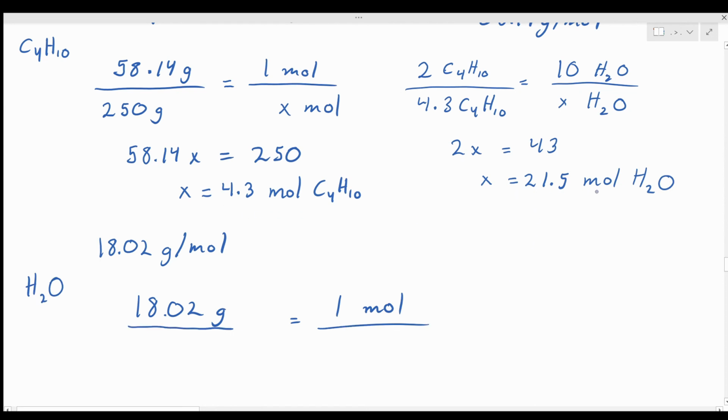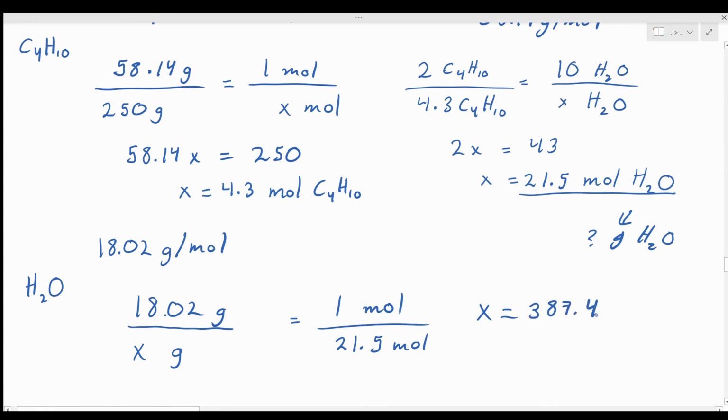But we want to convert this many moles to a certain number of grams of water. So keeping grams on the left side, I have x grams. And on the right side, I have a number of moles here that I want to know. Okay, cross multiplying, x is equal to 18.02 times 21.5, which gives us 387.43. We know that's going to be grams of water.